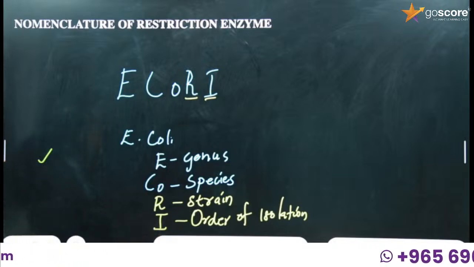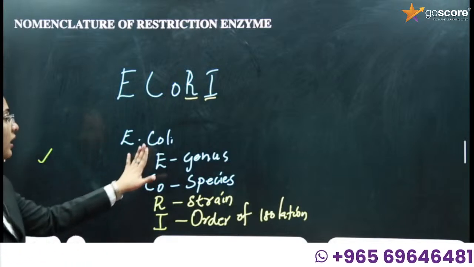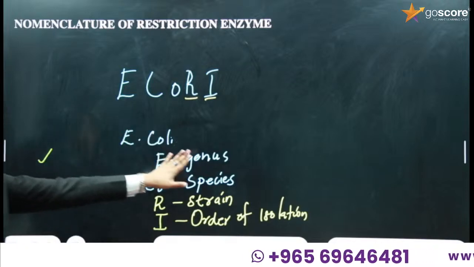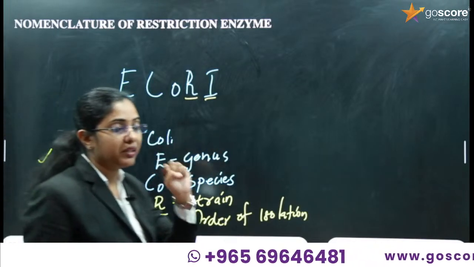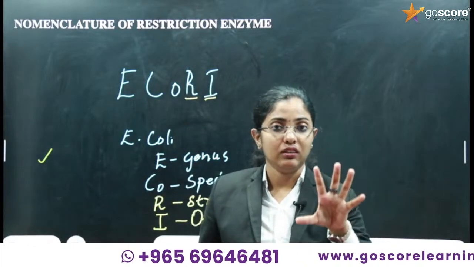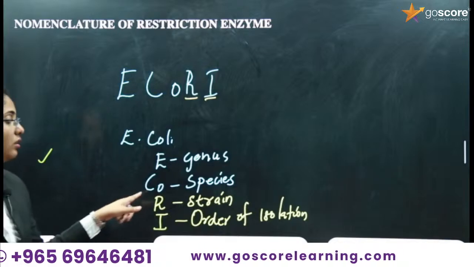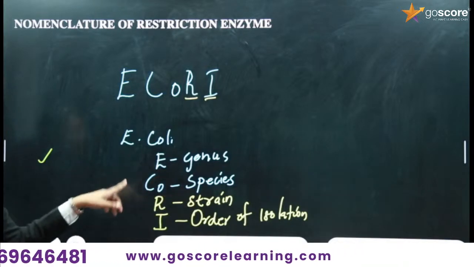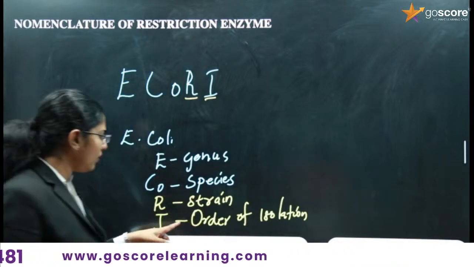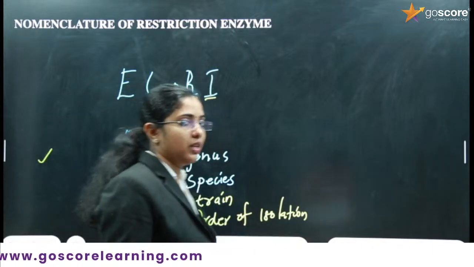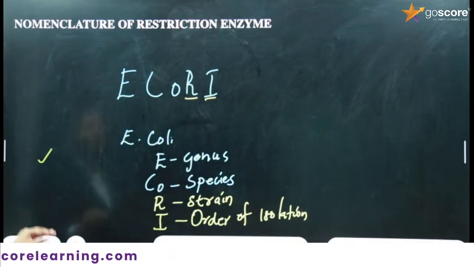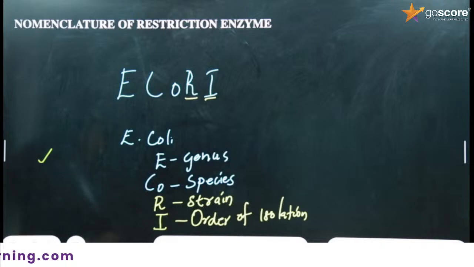That means the Roman number. Okay, this is very important. E represents the genus name of the particular organism from where this restriction endonuclease has been isolated. Co the species name. Then R the strain. I the order of isolation. Okay, that's about the nomenclature of restriction enzymes. Clear, right? Is it clear?